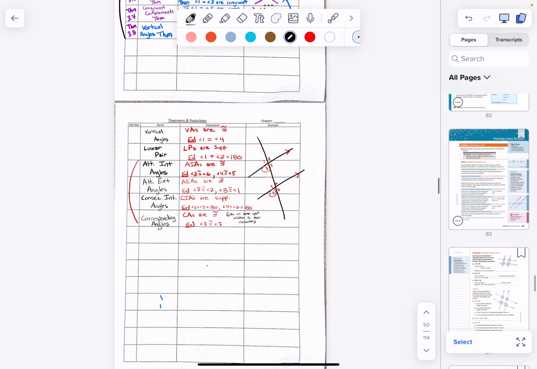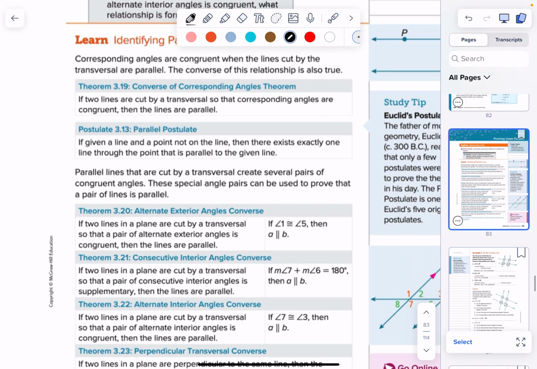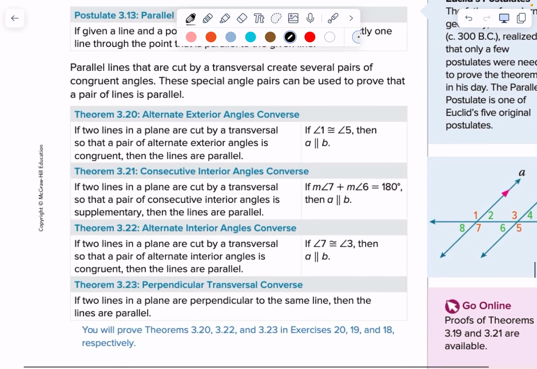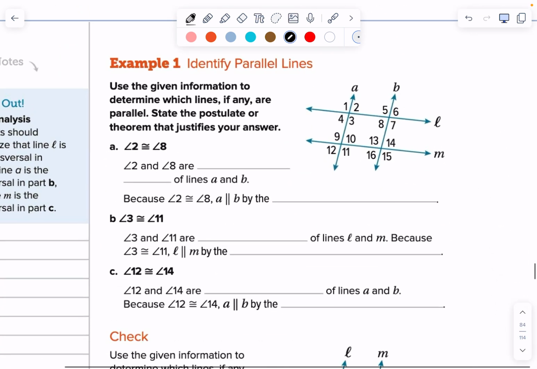We are right here. Proving lines parallel, okay? I'm going to skip over this because these are the alternate exterior angles and alternate interior angles and all that stuff, right? So let's go down to example 1. Use the given information to determine which lines, if any, are parallel.